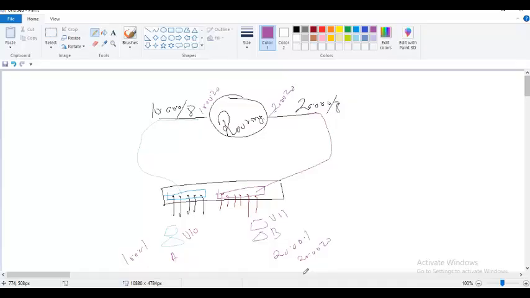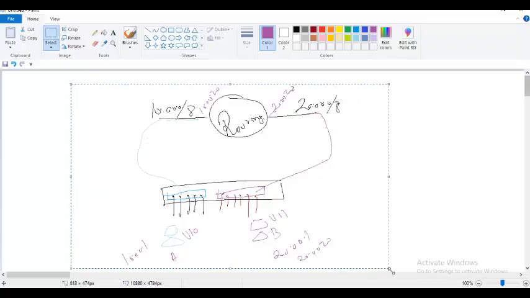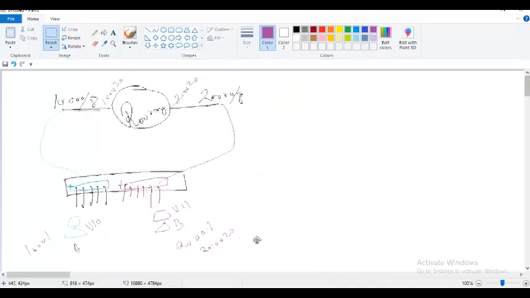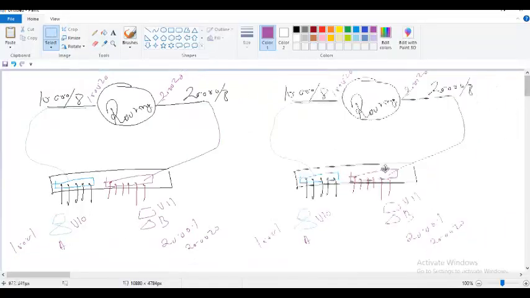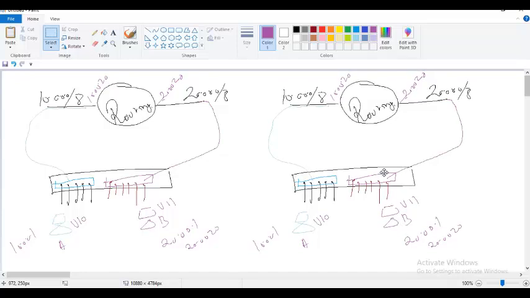But when we have many VLANs, you need many ports on the router, which is not mostly seen.